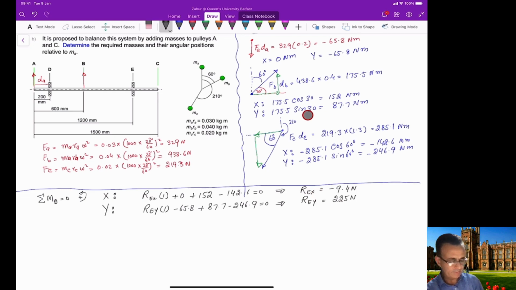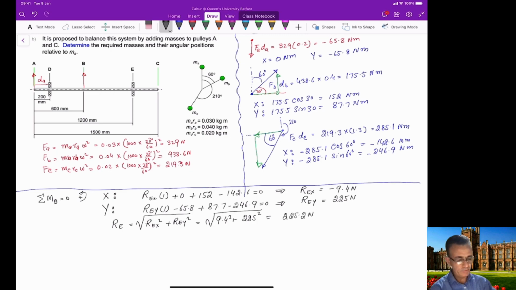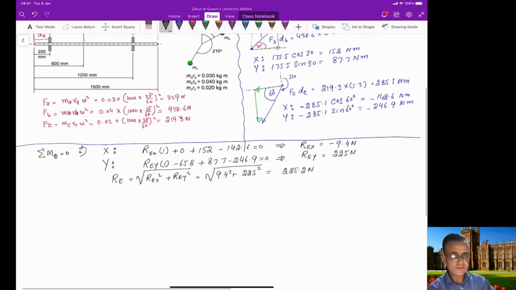From this you can now calculate RE, which is simply the square root of R E x squared plus R E y squared, because these are the x and y components. So you calculate 9.4 squared plus 225 squared under the root, and this will be 225.2 Newton.